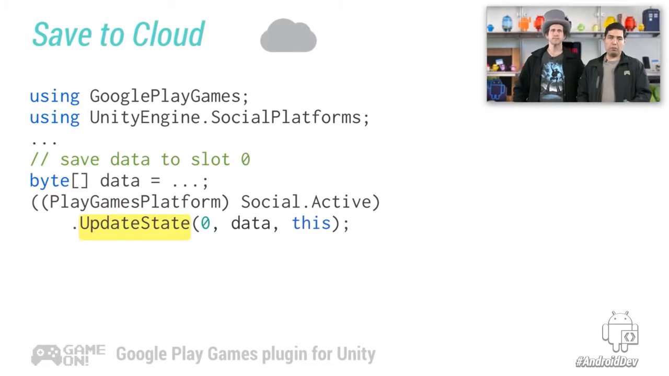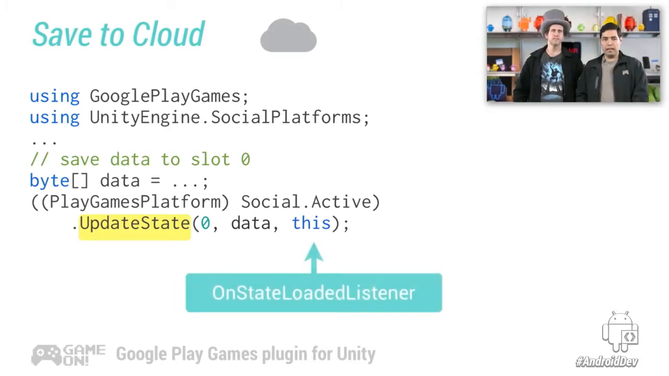Saving to the cloud is very similar. Just call update state, pass in the slot number, the data, and the listener. Notice that the data is just a byte array, so to us it's completely opaque. We have no idea what's inside that byte array, so it's your game's responsibility to encode the data into a byte array and then decode it later. And be careful about different platforms and all the usual caveats about dealing with serialization of data.